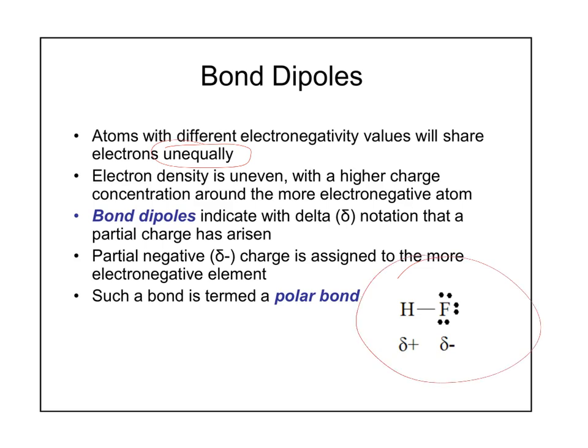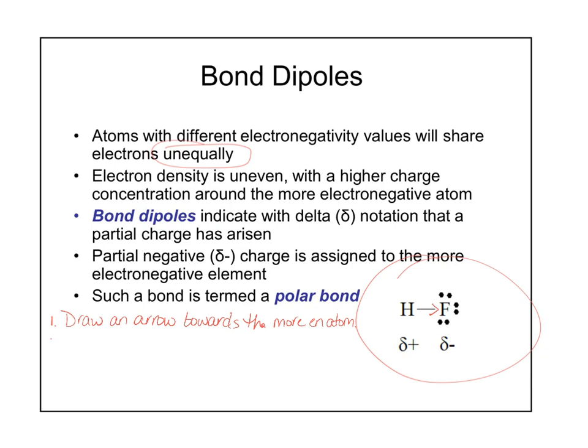Let's write the following notes about how to draw a bond dipole. What you first want to do is draw an arrow towards the more electronegative atom. In my example, I have hydrogen and fluorine, and we know fluorine has the highest electronegative value. So I'm going to draw my arrow towards fluorine.